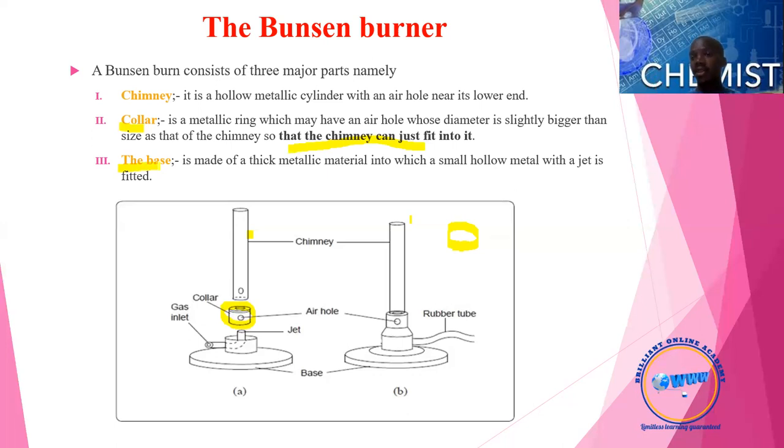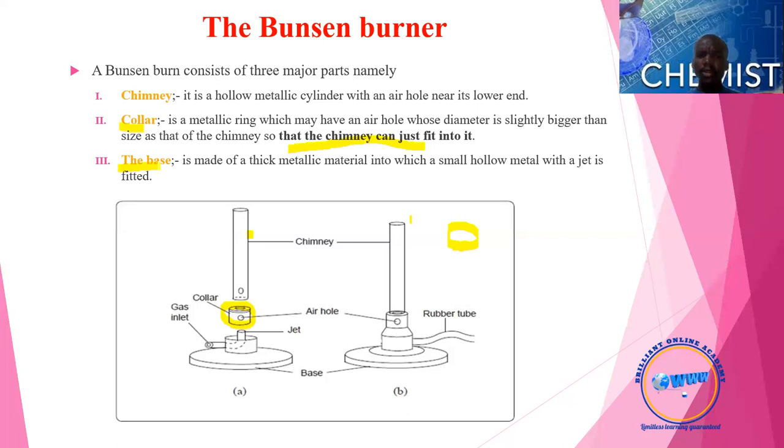When you are drawing, make sure that you cover the chimney. And we have said a chimney is just a cylindrical metallic tube that has got an air hole near its base. And it is hollow metallic, meaning there is a hole that passes from the bottom to the top. You should be able to know that.